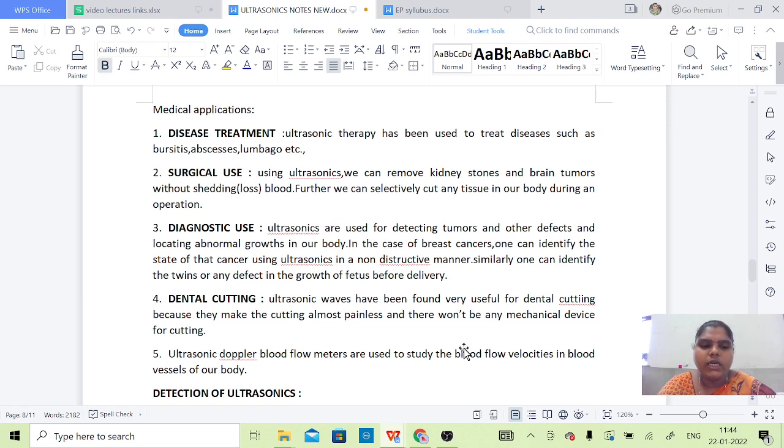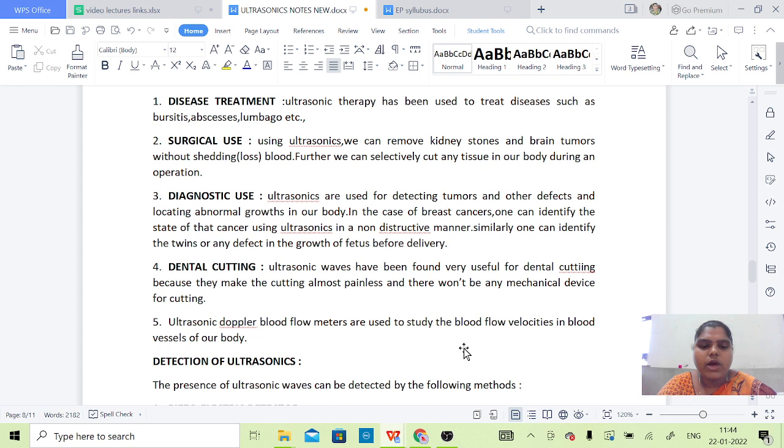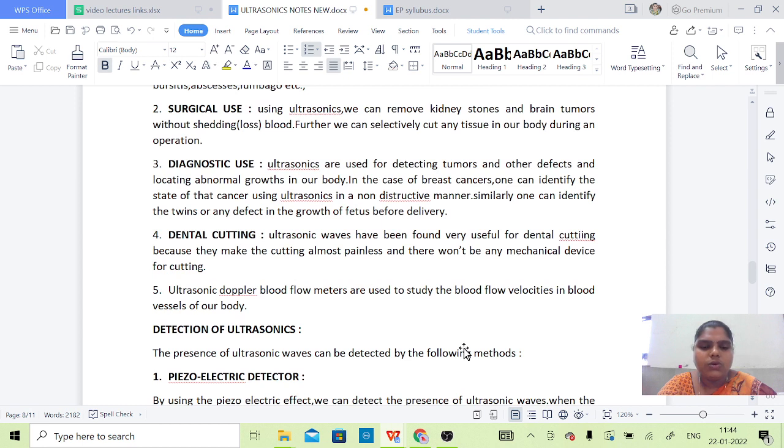In the case of dental cutting, ultrasonic waves have been found very useful because they make the cutting almost painless, and there won't be any mechanical device for cutting. So by using this, it makes the cutting painless. Using ultrasonics only, the teeth will be cut.